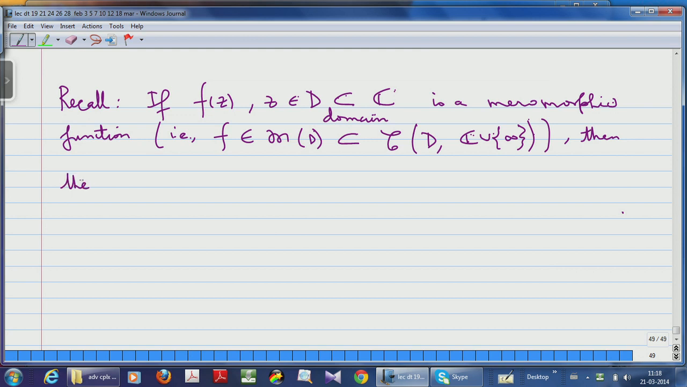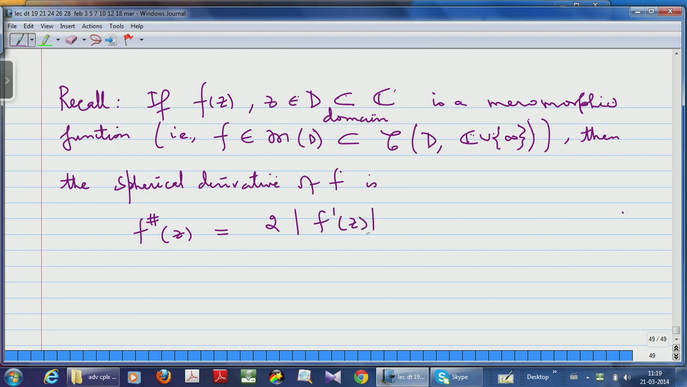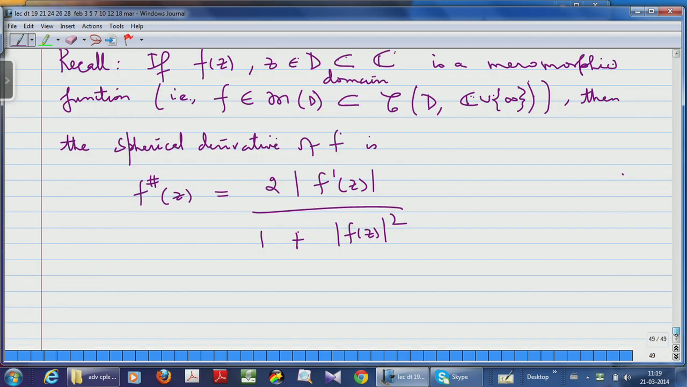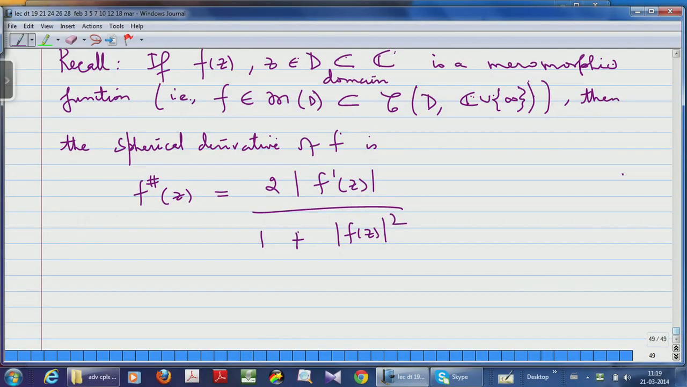Then the spherical derivative of f is f hash of z. It is defined to be 2 times mod f dash of z divided by 1 plus mod f z the whole square. This is the definition of the spherical derivative. And mind you, why did we need the spherical derivative? It's because of the following reason.